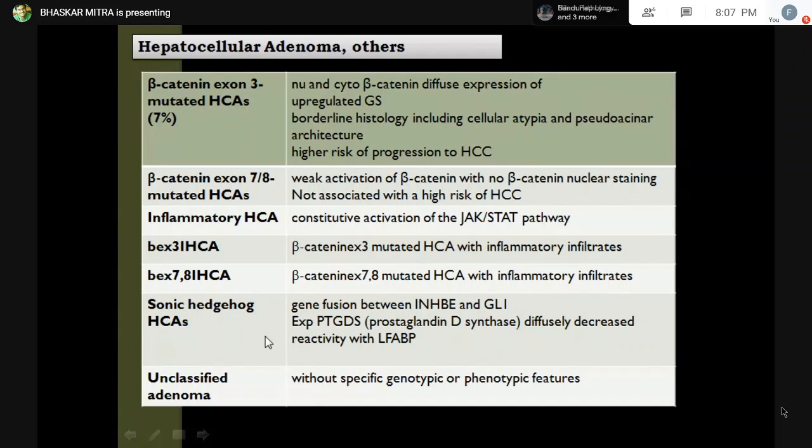Now the sonic hedgehog hepatocellular adenomas show gene fusion between INHBE and GLI1, showing increased expression of prostaglandin D synthase, and they show diffuse activity of this expression and lack of activity of the liver fatty acid binding protein. And the unclassified group does not show any specific genotype and does not show any specific phenotypic picture.